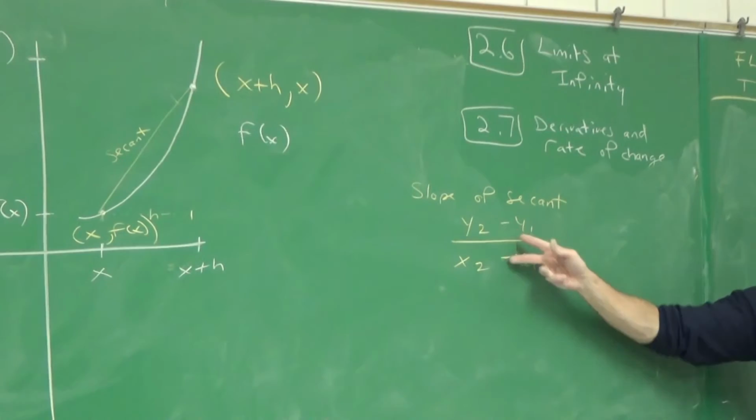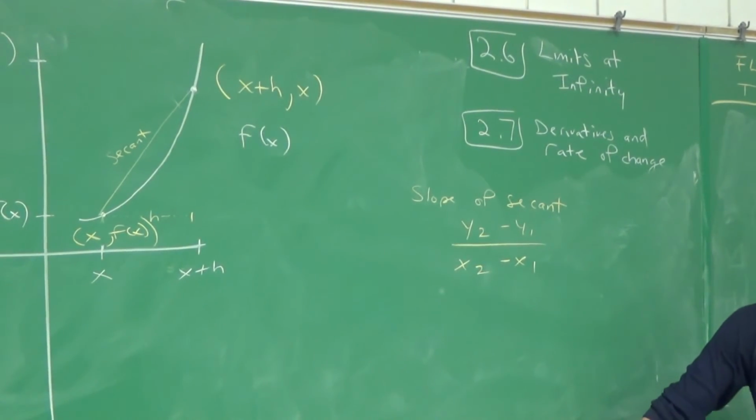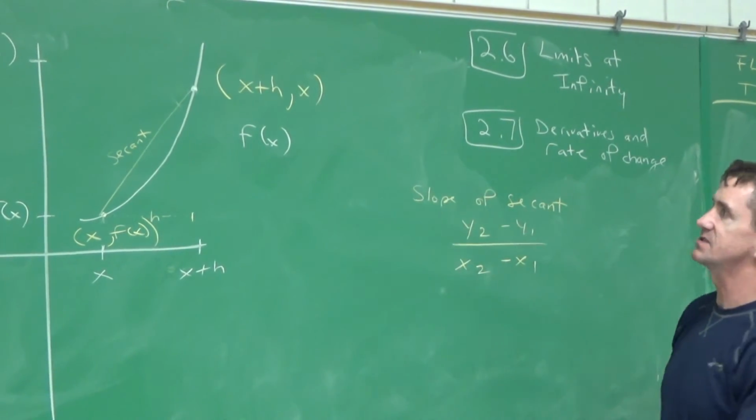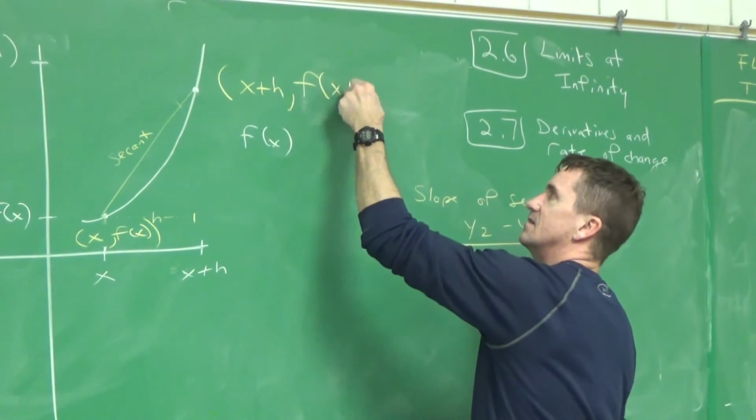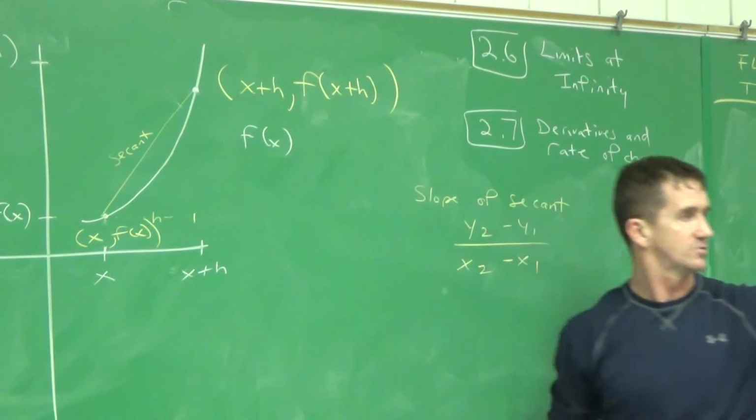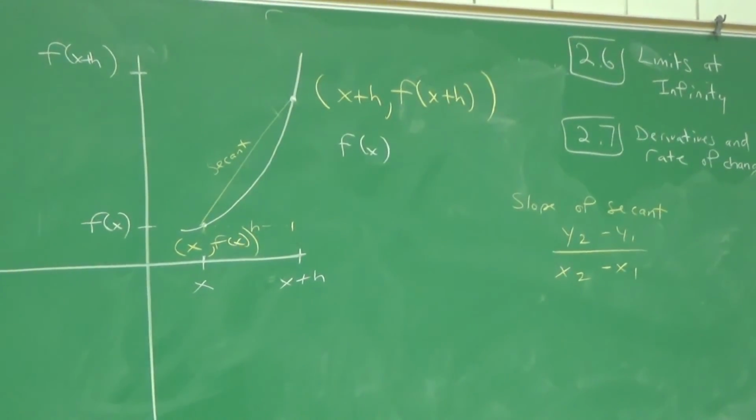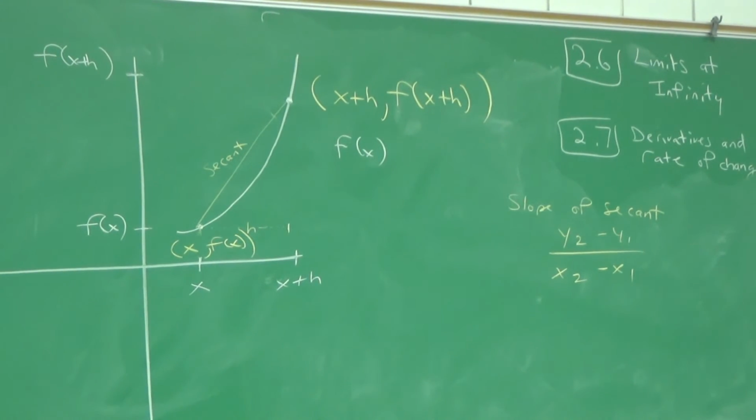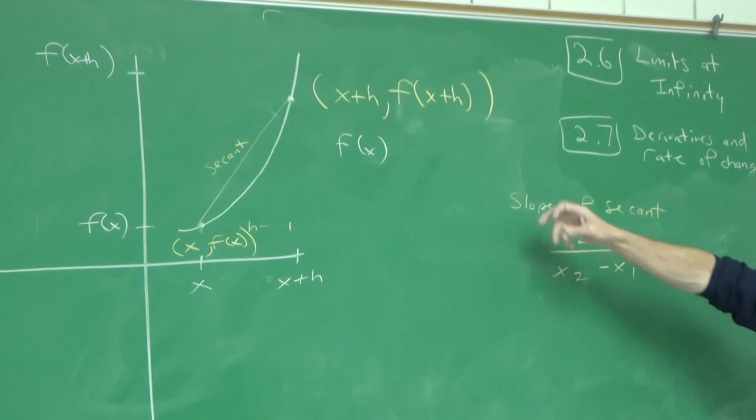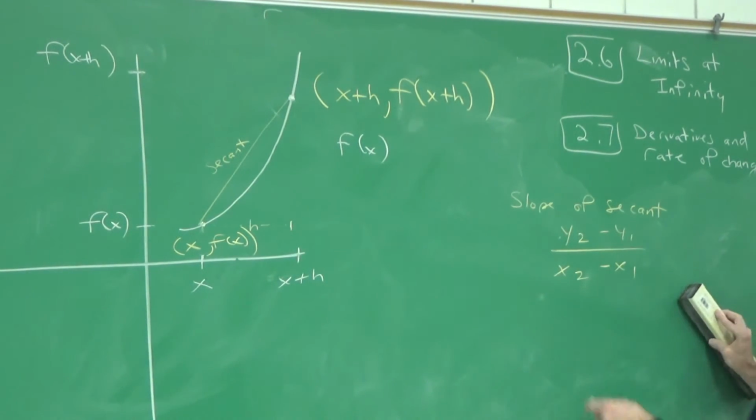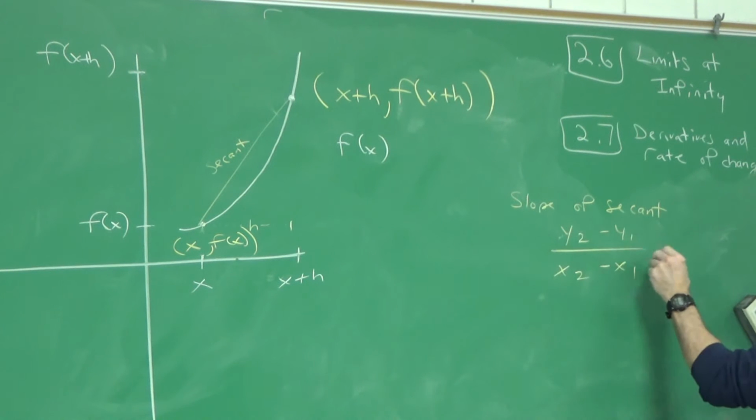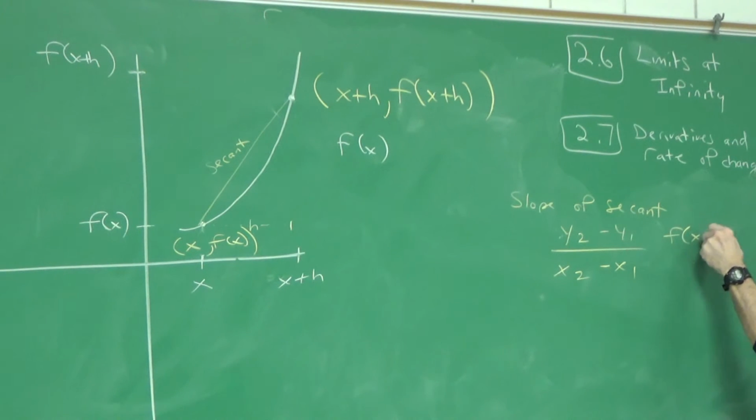So what would this come out to be? That's x, comma, f of x. That's x plus h, comma, whoops, what's this? I apologize. This is f of what? X plus h. Yeah, I saw the eyes. Like, what'd you write up there? X plus h, comma, f of x plus h; x, comma, f of x. All right, let's jam it all in here. Y sub 2 minus y sub 1, okay, slope of secant, f of x plus h minus f of x.